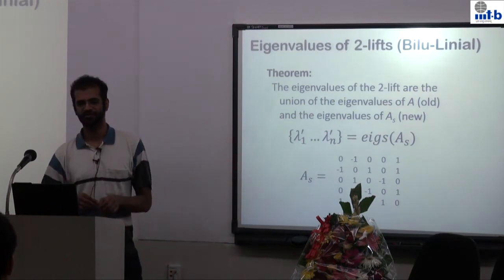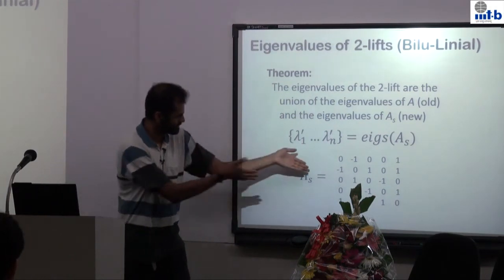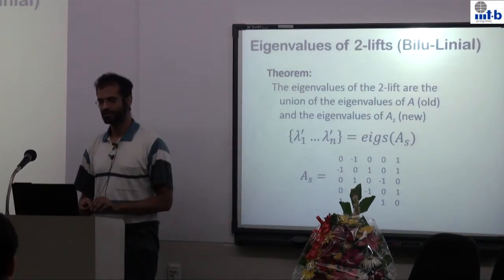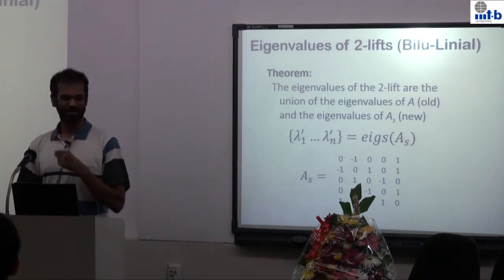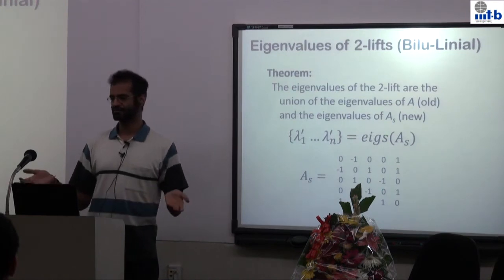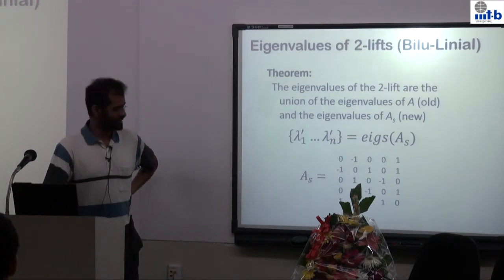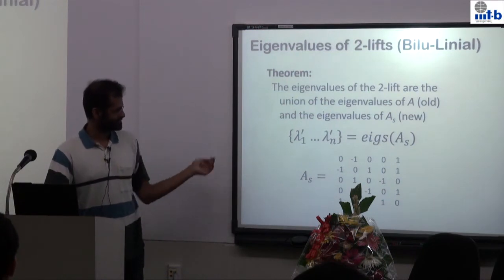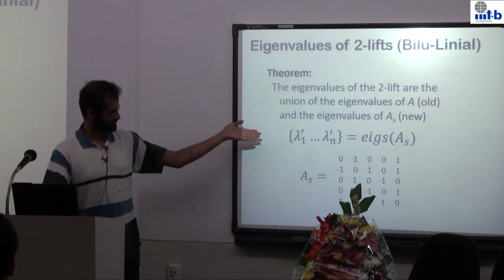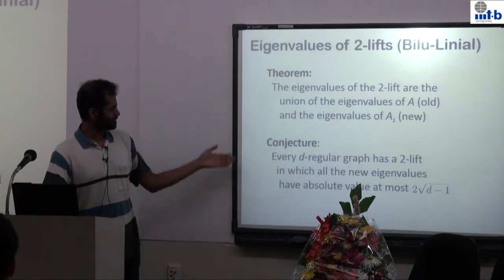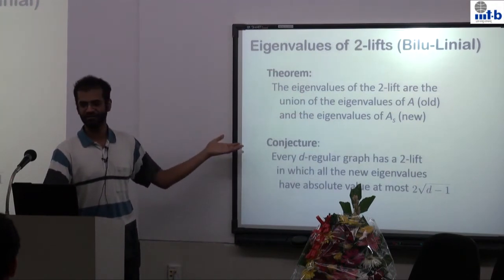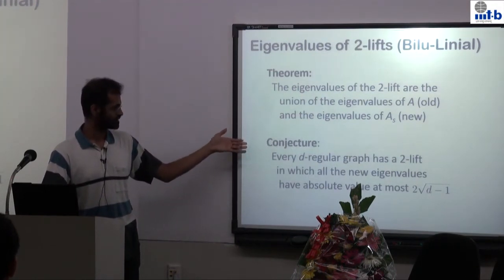Okay, so what a lift does to the eigenvalues is completely encapsulated in this matrix. Simple to do. Yeah, three lines or something. It's a nice exercise. You can prove it if you want. So what that means is that a lift is the same thing as a signing, and the eigenvalues are literally the eigenvalues of the signing. So the problem of finding a good lift literally is the same as the problem of finding a good signing.